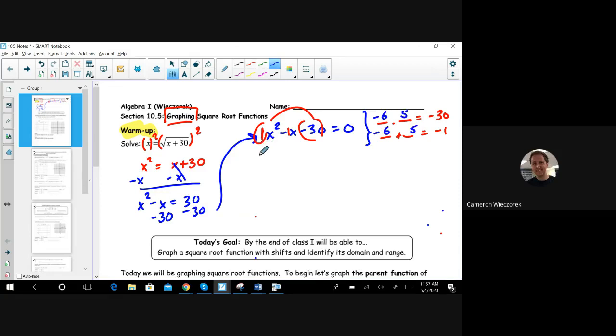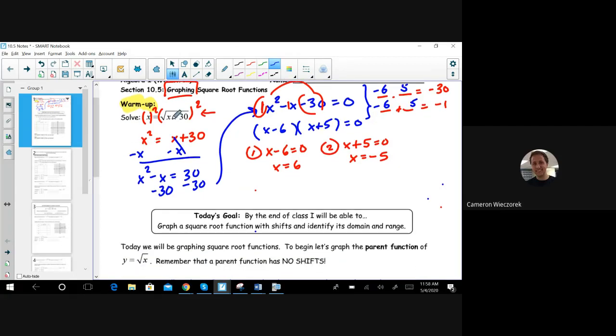And since my lead coefficient's 1, I can use my shortcut. I don't even have to split the middle term apart. One of my factors will be x minus 6, and my other one will be x plus 5. And then I use my zero product property, and I set each of those equal to 0. So the first equation would give me 6 as an answer, and the second one would give me negative 5. Now you got to make sure that you check those answers in order to make the original statement true. So all I'm going to do is plug back in before I squared both sides, I had x equals the square root of x plus 30. I'm going to plug back into that.